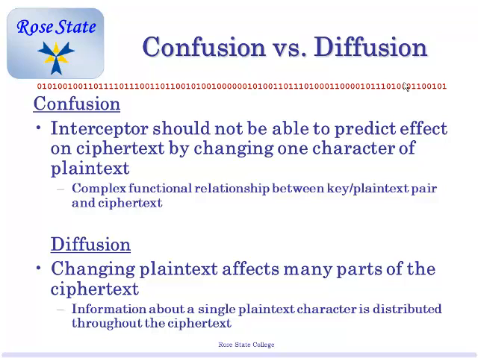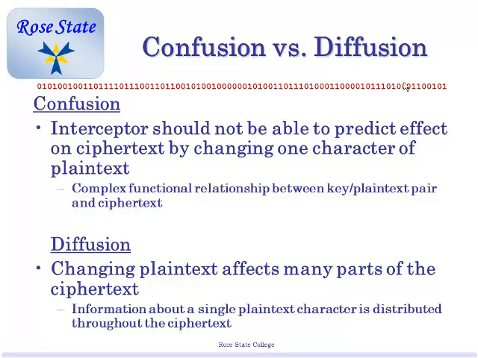It says there should be a complex functional relationship between the key pair and the ciphertext. In other words, it should not be one character maps to one character. You don't want that. Diffusion says changing plaintext affects many parts of the ciphertext. Okay, we want to be able to change one thing and it affects everything. So confusion is we don't want a one-to-one mapping pretty much. We don't want to be able to predict what happens when we change character 2 affects character 2. Okay. Diffusion, on the other hand, is we change one thing and it changes 87, like MD5.